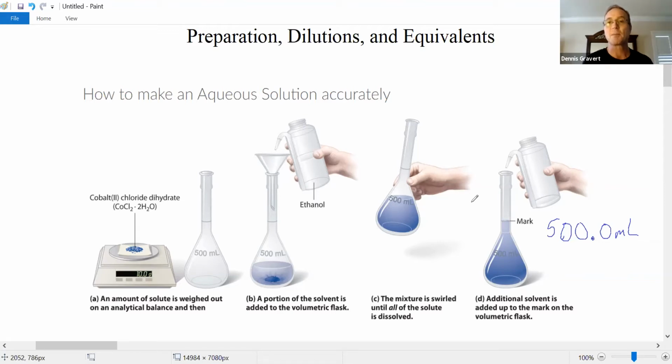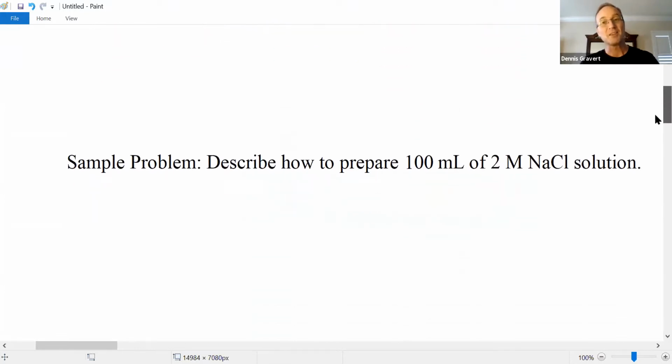You would also put a stopper on here and invert this a few times because the top of the solution would have just received fresh water and the bottom is still mainly the concentrated cobalt solution. So you want to make sure you mix this, invert it a few times to get it completely homogeneous. Well, in other terms, make sure it's uniform throughout the solution. Cool. That's how you prepare a solution.